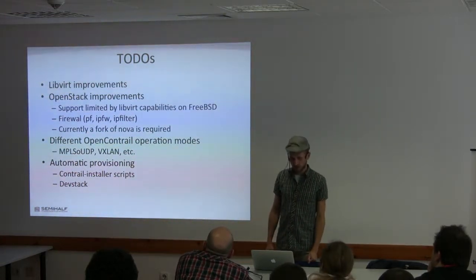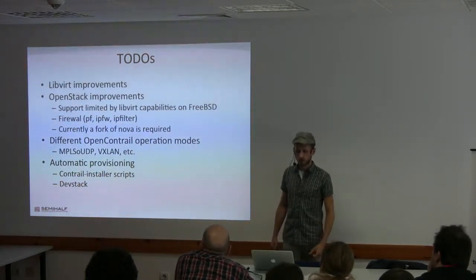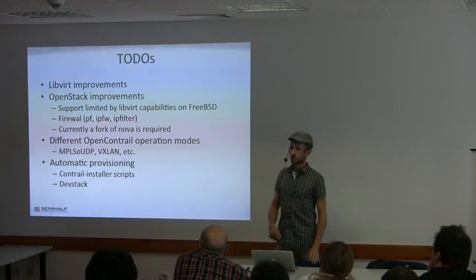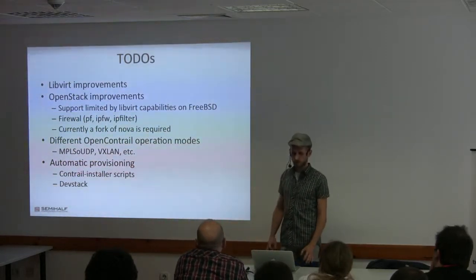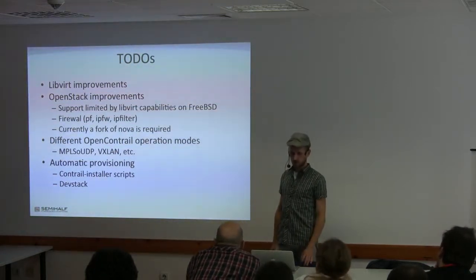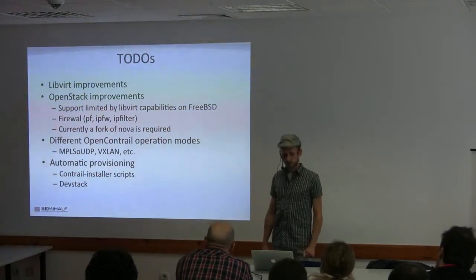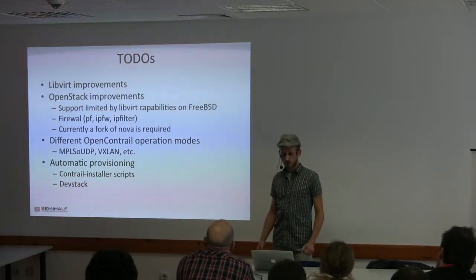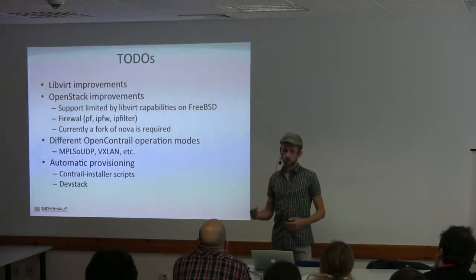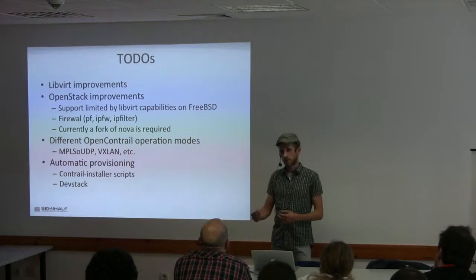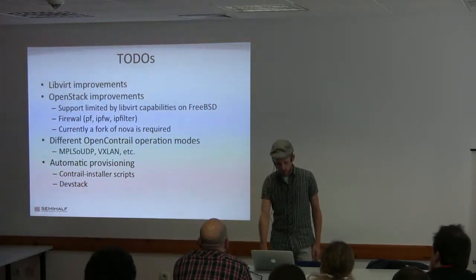We do not support firewall in Nova, because the current implementation allows only for iptables. We have PF, IPFW, and IPFilter, but we haven't done it yet. And if you want to use it, you still have to use our fork of Nova. We need to complete all the stuff, because OpenStack doesn't want to integrate it if the support is not complete. They don't want to integrate it into their official repositories.